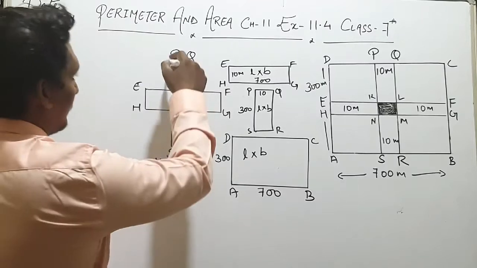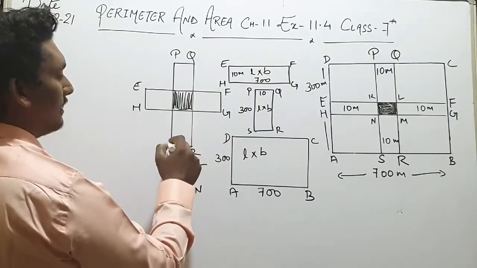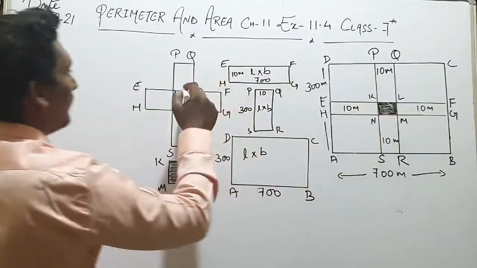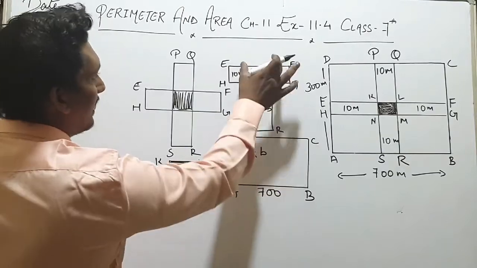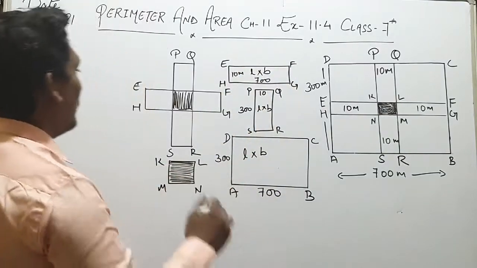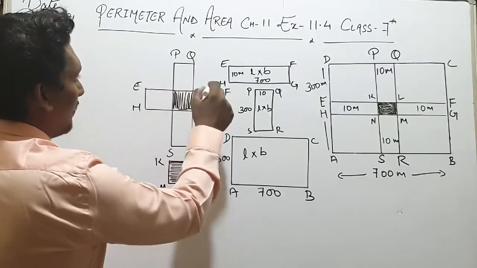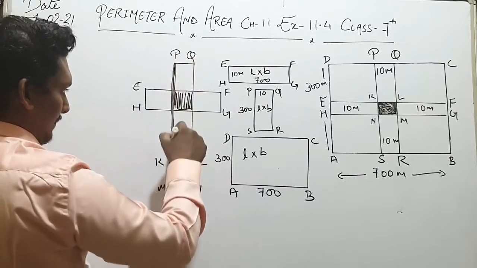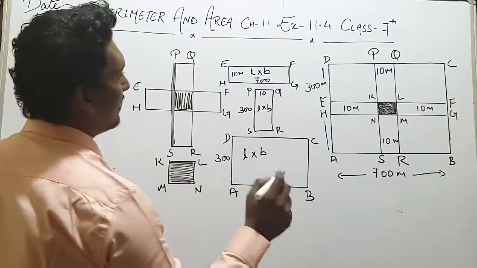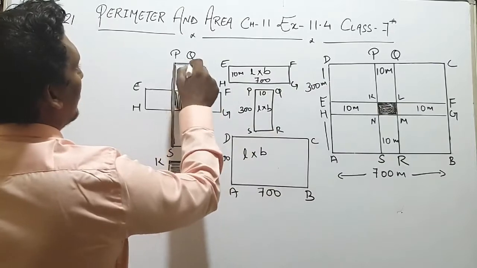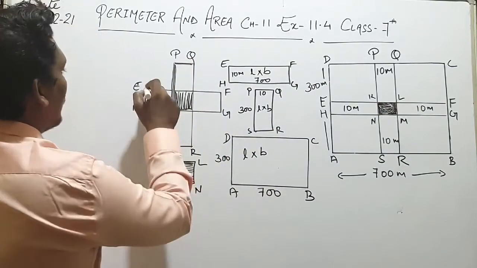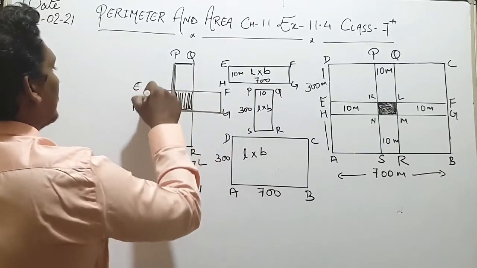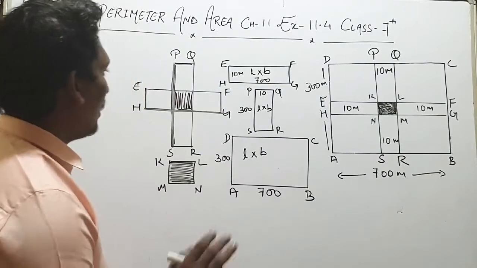Now come to this figure, this is PQRS, okay. I have separated PQRS and EFGH so you can understand better. This is the crossroad we are talking about, PQRS. This length is 300 and this breadth is 10 meter, and we are talking about EFGH whose length is 700 and this width is 10 meter, okay. Now hope it is clear to you.